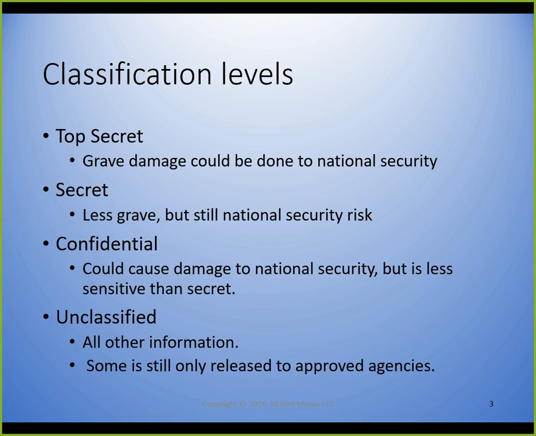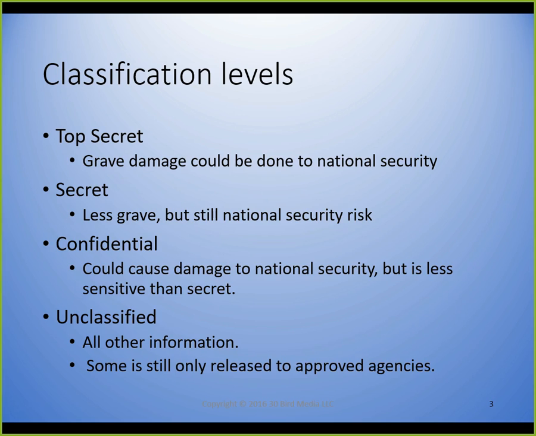The classification levels, and these are the government classification levels that we talk about. Top secret: grave damage could be done to national security. Secret: less grave, but a national security risk. Confidential: could cause damage to national security, but is less sensitive than secret. And then unclassified is all other.